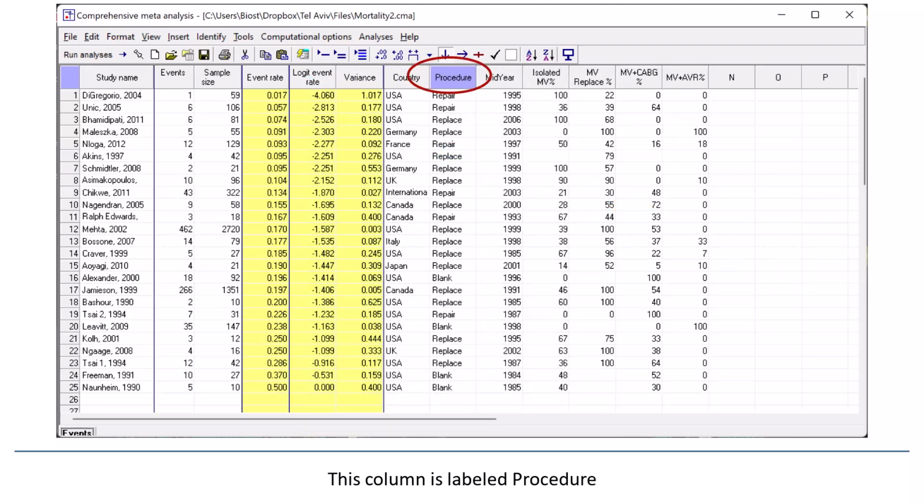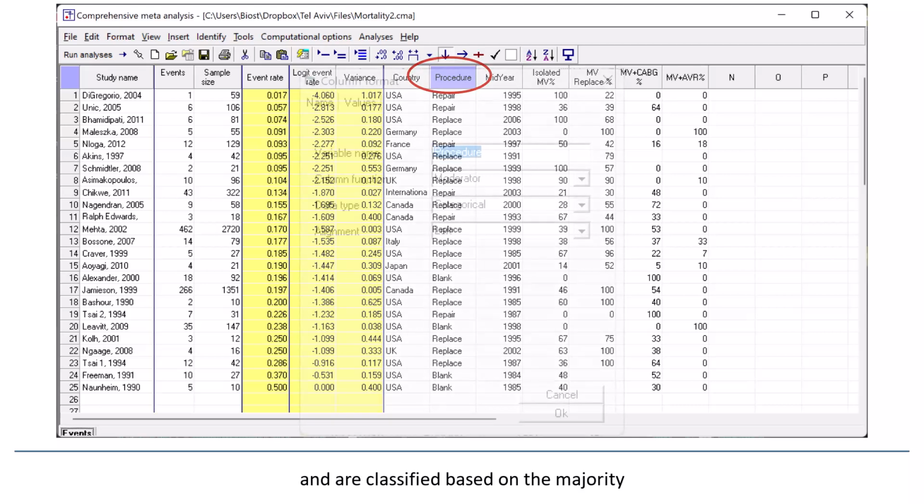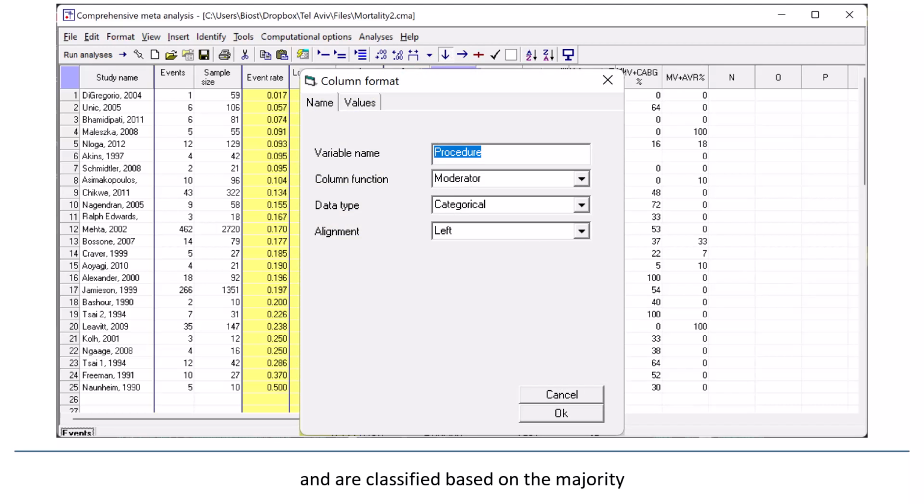This column is labeled procedure. The procedure can be to either repair or replace the mitral valve, and each study is labeled either repair or replace. Studies that included some patients that had a replacement and others that had a repair are classified based on the majority. Again, we need to tell the program that this is a moderator variable. I double-click on the title procedure. The column function is moderator. And in this case, we're dealing with categories, so we use categorical.